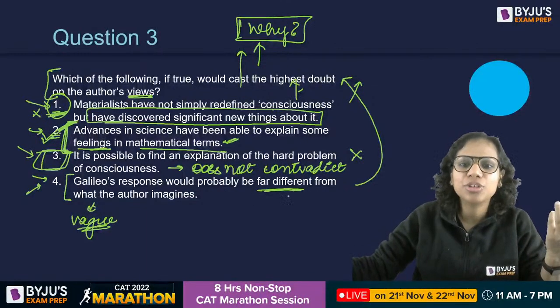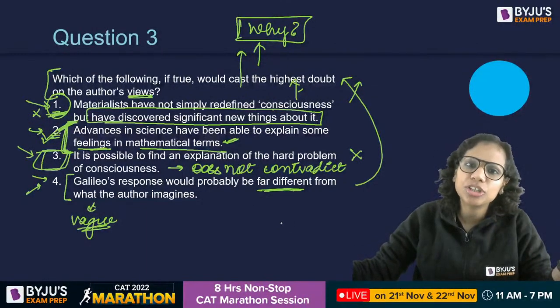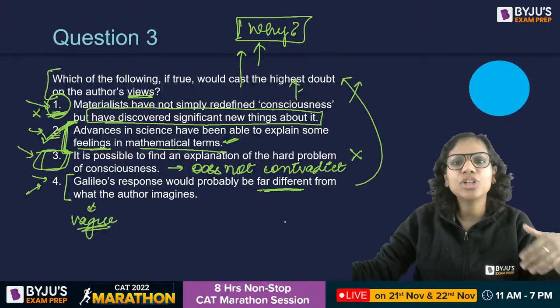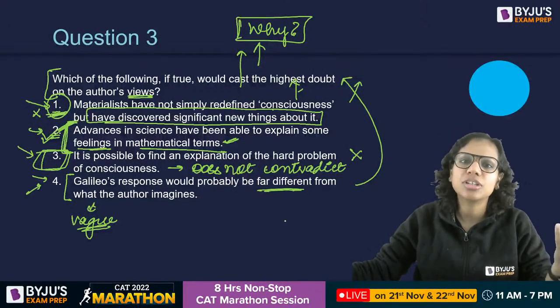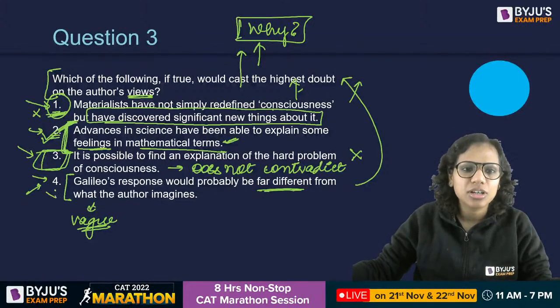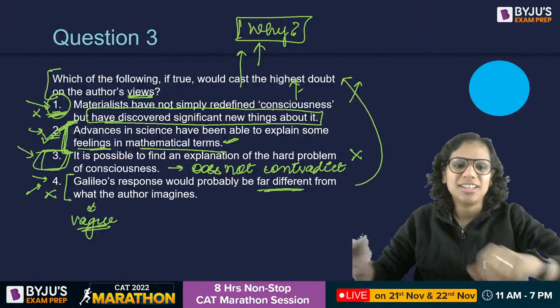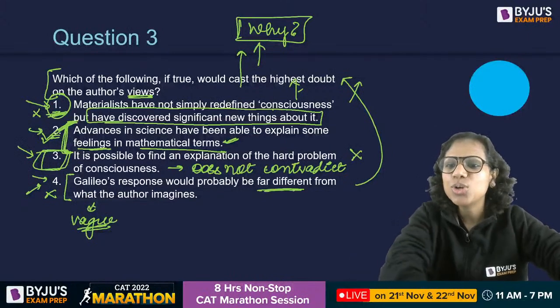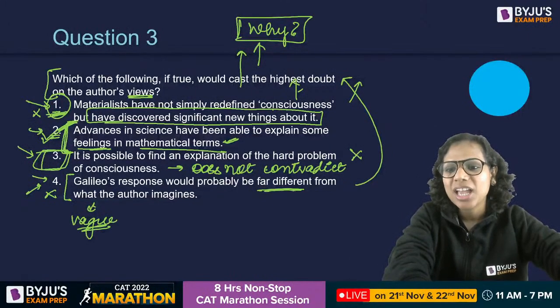It could be far different, but it could still not contradict what the author is saying. I could give a different response, but I would still not contradict you. That's possible, right? So 4 is eliminated. Right? So 2 is the answer here. I hope this is clear.